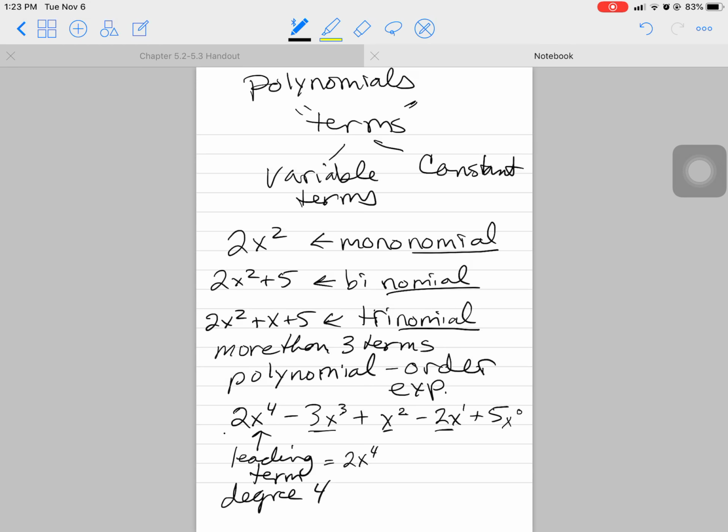The degree of this polynomial is 4. The leading degree is 4. The leading term is 2x to the 4th. The degree of this polynomial is 4 because that's the largest exponent term in this polynomial. And then you typically should put them in order when you work with them. So that's the basics on the terminology for this chapter.